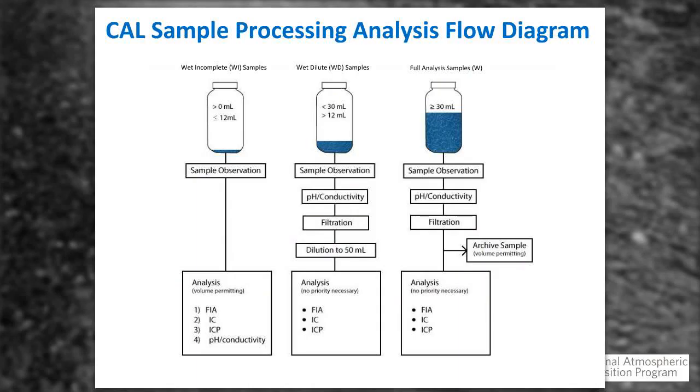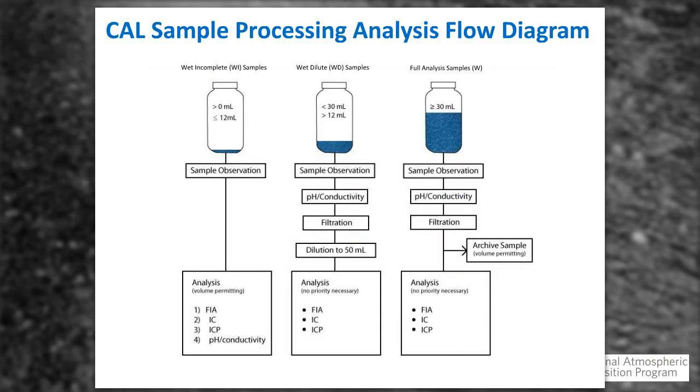we prioritize the analysis, and then as little as 2 or 3 mils, which is just maybe 20 or 30 drops of liquid, we can run the analysis. We generally prioritize them by their interest and the amount of sample we need to run the instrument. So you can see the analysis priority below that bottle. We do the FIA, so that's your ammonium and orthophosphate, the IC, the ICP, and the last is pH conductivity.